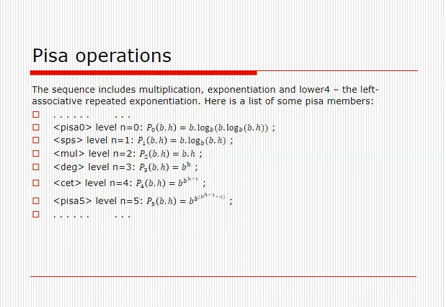Thus constructed, the sequence includes multiplication, exponentiation, and lower 4 or chat. In the opposite direction, we can find Pisa summation as level 1, preceding multiplication.